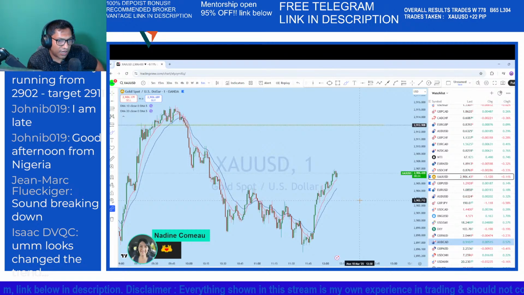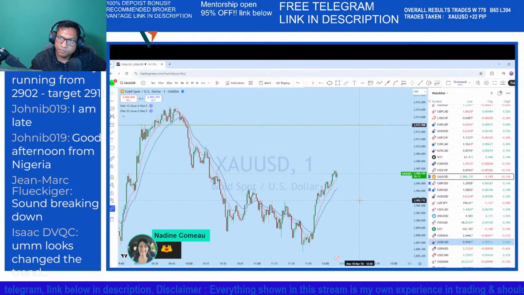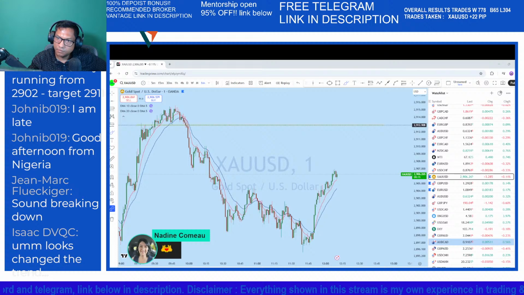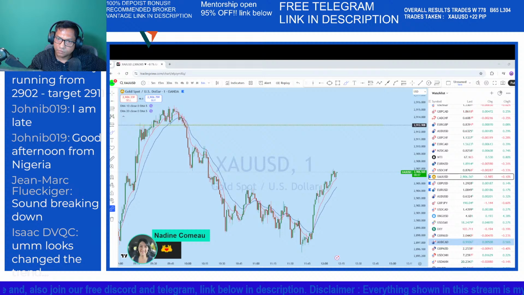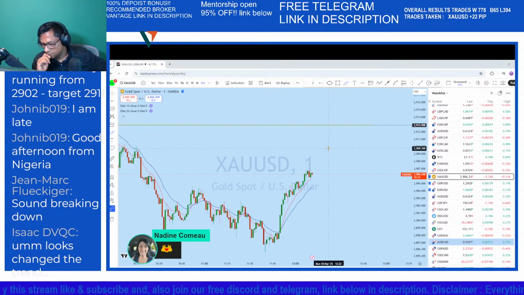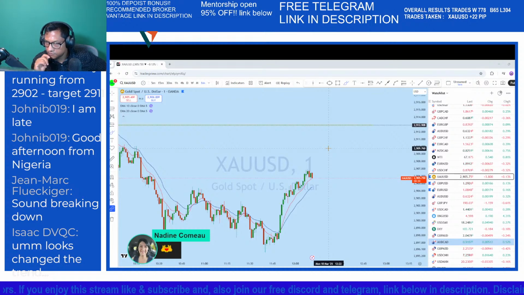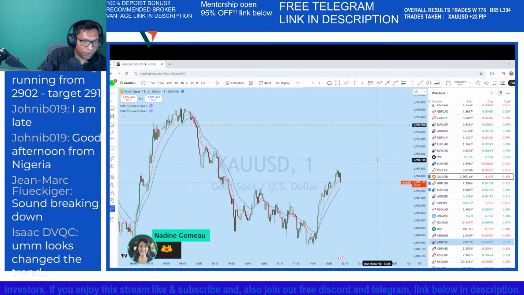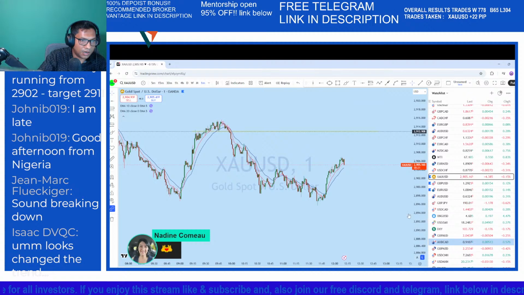Let's wait. Let's wait for the market to show its hand. Okay, after forming a double top, it started to turn back below.